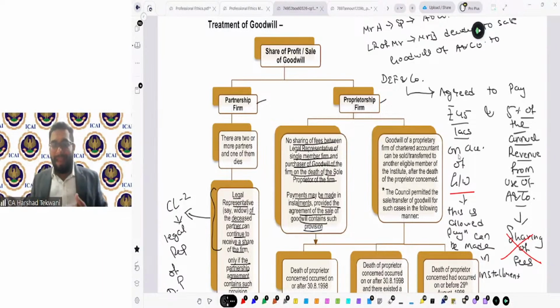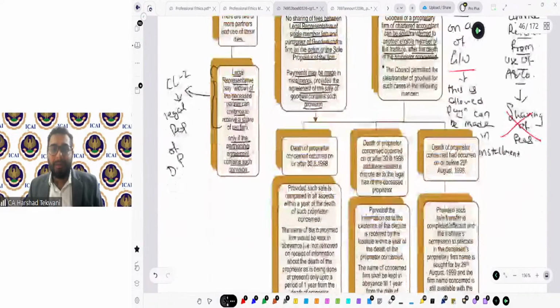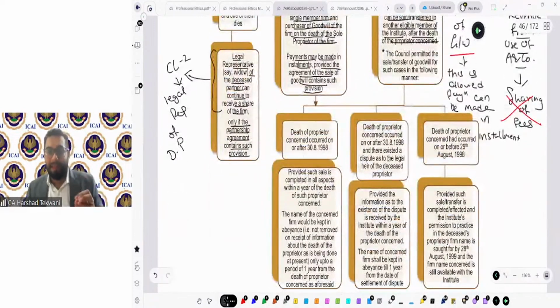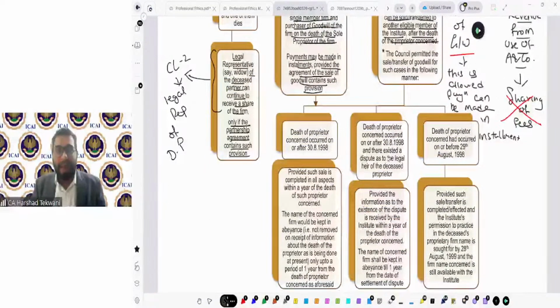Okay, payments can be made in installments, provided that is contained in the agreement. That is fine. So, goodwill of a proprietary firm of a chartered accountant can be sold or transferred to another eligible member of the institute after the death of the proprietor concerned. But there are some criteria or guidance that is there.